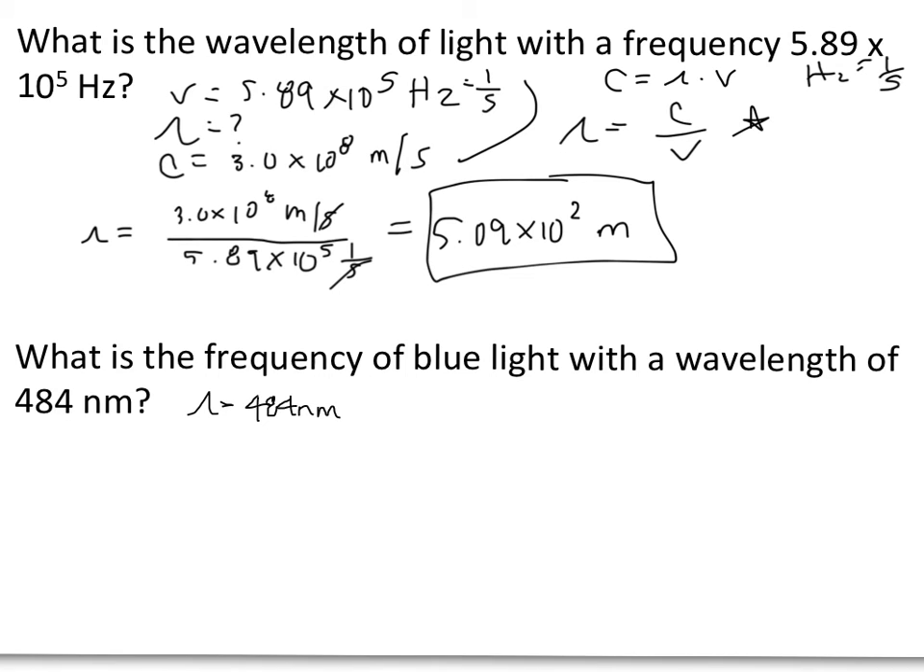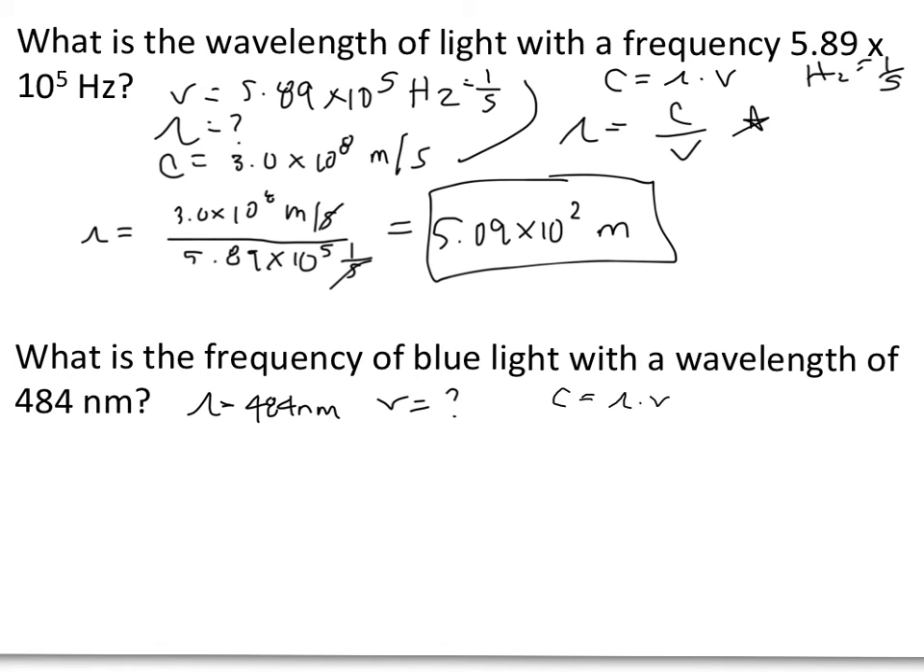They have told us that they want us to solve for frequency. So that's our unknown, that's the variable we're solving for. And we know that we can relate both frequency and wavelength by the equation that we used in the previous example. So we know that our speed of light is equal to our wavelength times our frequency.